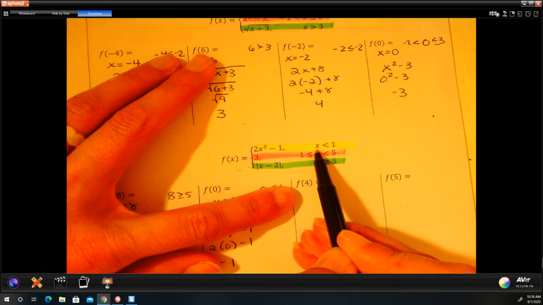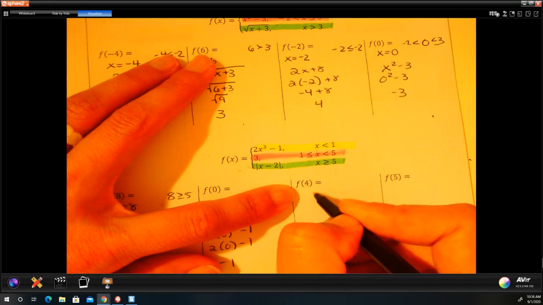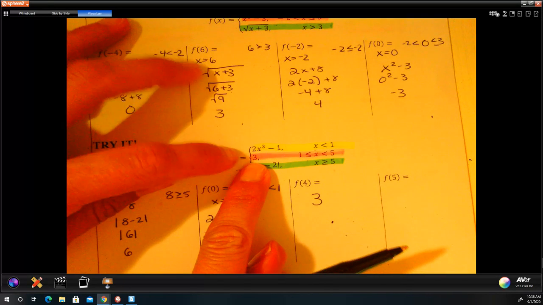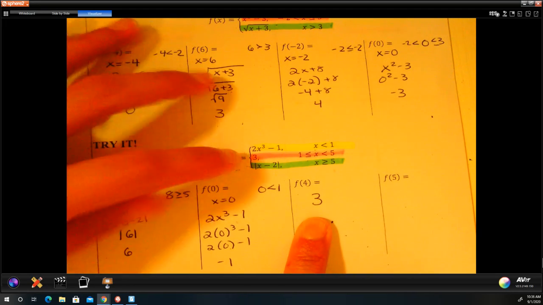F of 4. So 4 is not less than 1. 4 is between 1 and 5. So I'm going to use the third piece. And there's nothing to plug in. There's no x. This is constant because it's saying my answer is constantly 3. My y is constantly 3, so it's just 3.